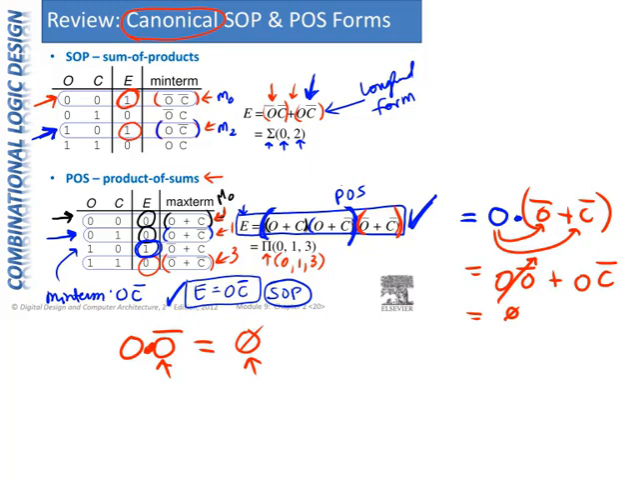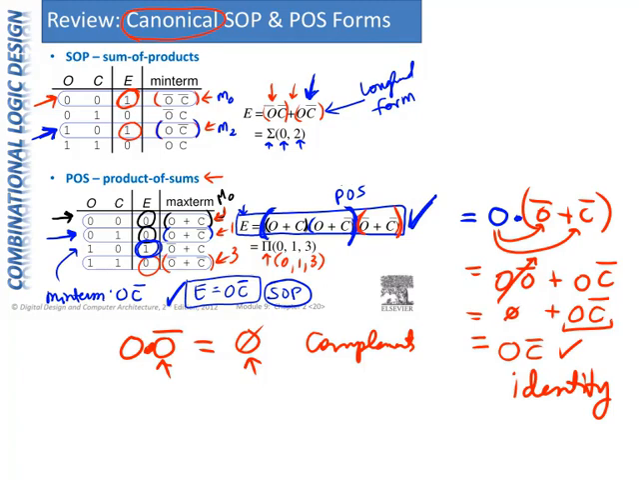We get, using the complements theorem, we get 0 or O and C bar. 0 or anything is just that anything, using the identity theorem. And then we just get O and C bar. And there are other ways that we could have gone, other steps we could have taken using Boolean algebra to show that those two expressions are equivalent.